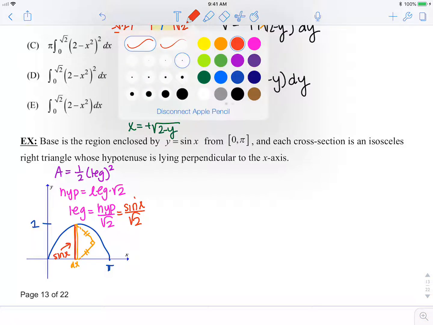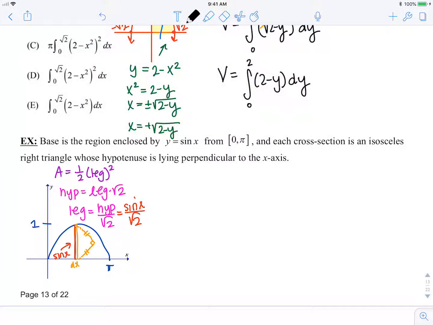Now we have everything we need to set up our volume integral. Volume is the integral from 0 to pi, and the area of our cross-section is 1/2 leg squared multiplied by the thickness, and our leg is sine x over square root 2. So this volume is 1/4 integral from 0 to pi of sine squared x dx.